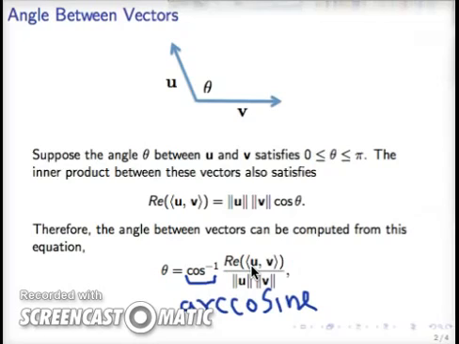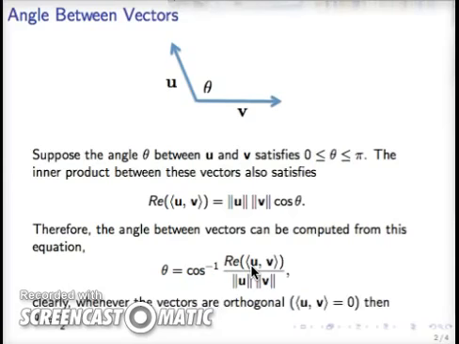One thing to note is that whenever the inner product of two vectors is 0, that means the two vectors are orthogonal, and that makes the right side of the equation 0. We would be taking the cosine inverse of 0, and automatically from that we get that the angle is 90 degrees, or pi divided by 2, pi halves.